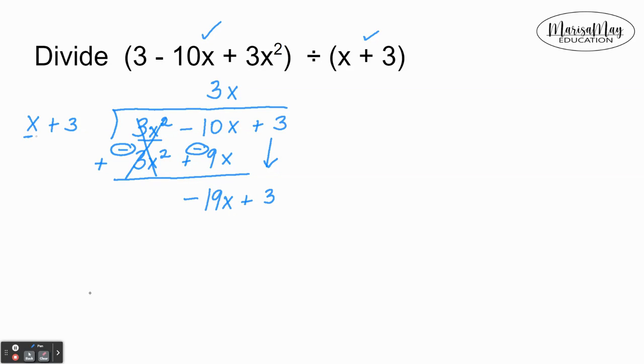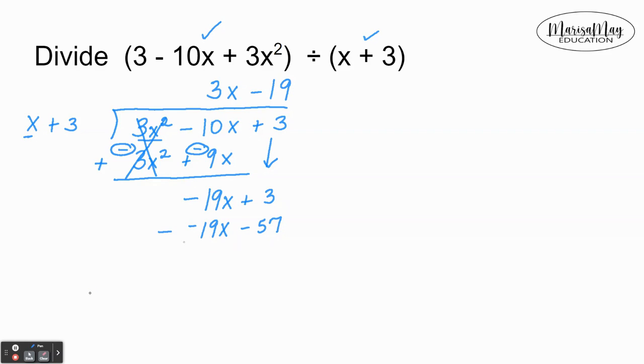Now we ask ourselves, x times what would give me negative 19x? That would be negative 19. Now we multiply. Negative 19 times x is negative 19x. Negative 19 times 3 is negative 57.